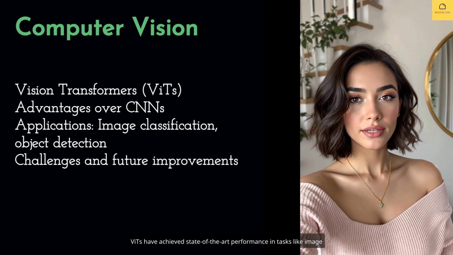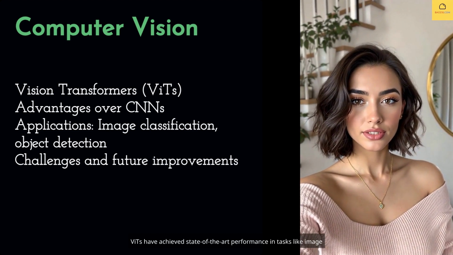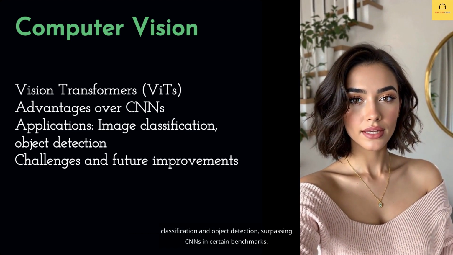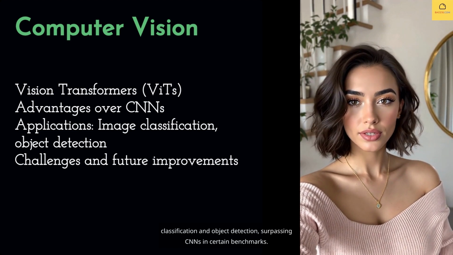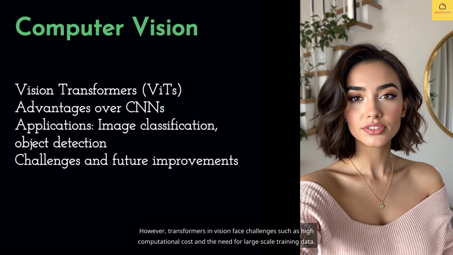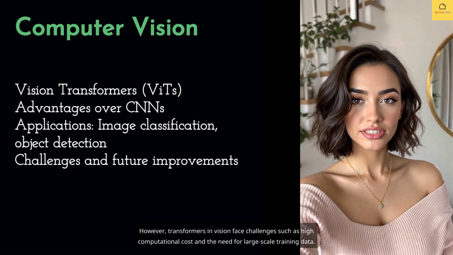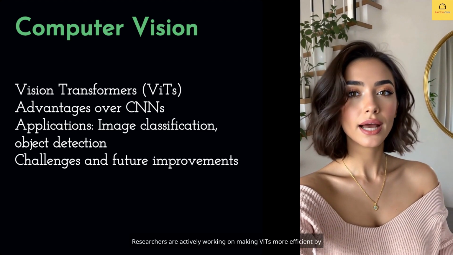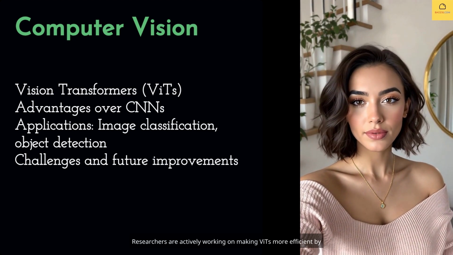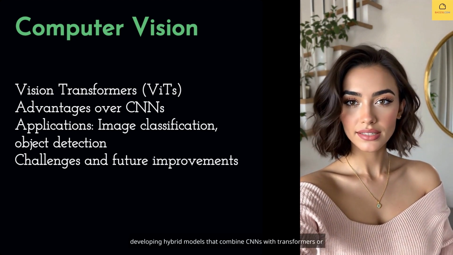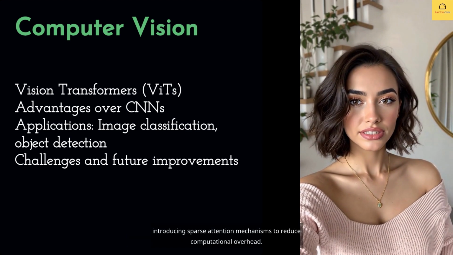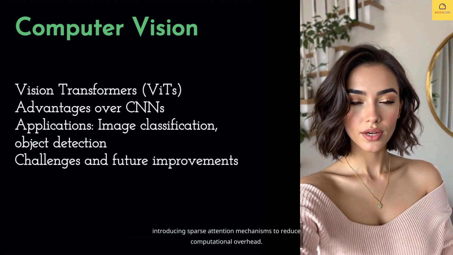ViTs have achieved state-of-the-art performance in tasks like image classification and object detection, surpassing CNNs in certain benchmarks. However, transformers in vision face challenges such as high computational cost and the need for large-scale training data. Researchers are actively working on making ViTs more efficient by developing hybrid models that combine CNNs with transformers or introducing sparse attention mechanisms to reduce computational overhead.